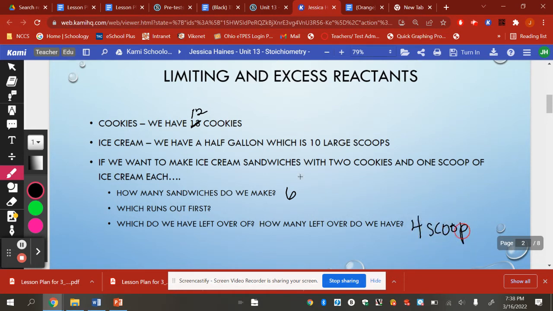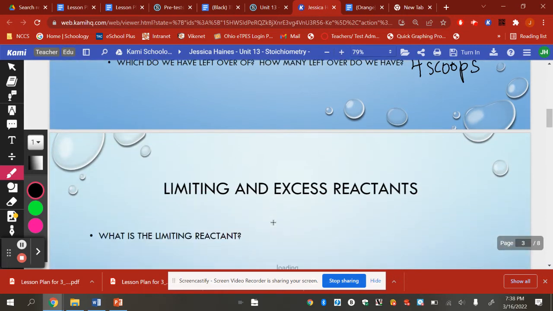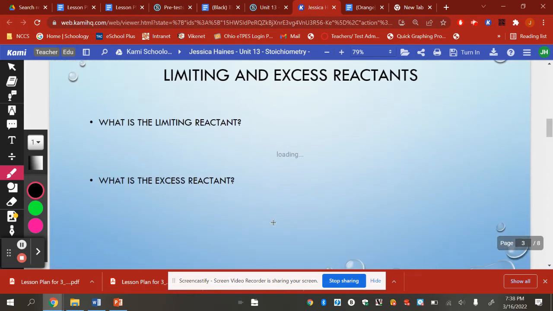And this is exactly what limiting reactant stoichiometry is. It is giving 2 amounts in a chemical reaction, and you have to figure out which one of them runs out first and which one do you have left over of. And sometimes you have to figure out how much leftover there is. Okay, so let's just define a couple things.